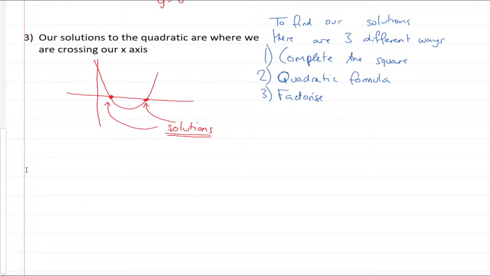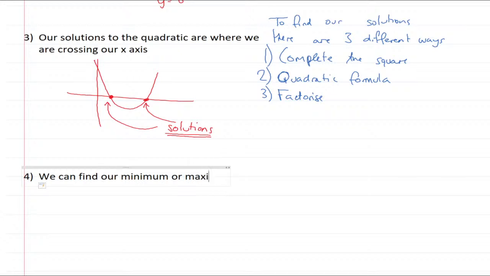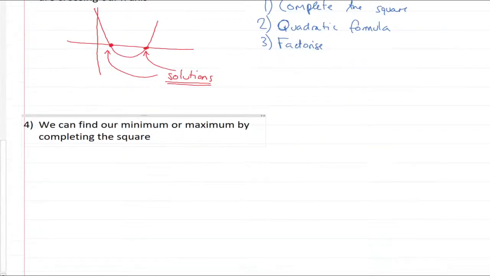What else can I work out from a quadratic? The minimum or maximum point. And how would I work that out? How would I find the minimum or maximum? The last one is we can find our minimum or maximum by completing the square. And we have already had a look at all of this, haven't we?